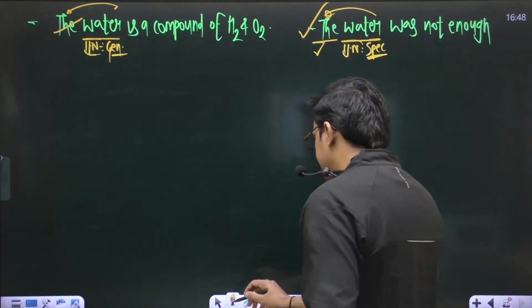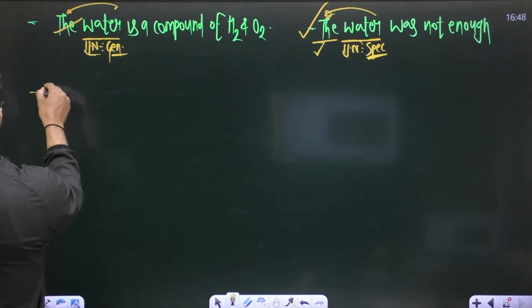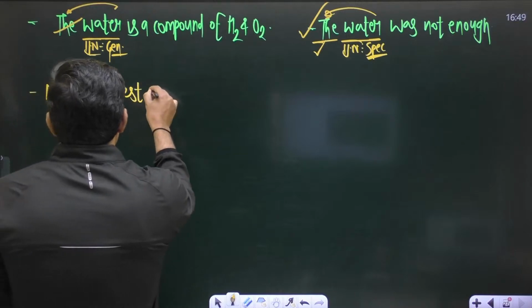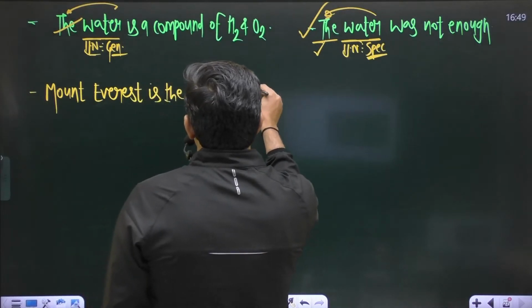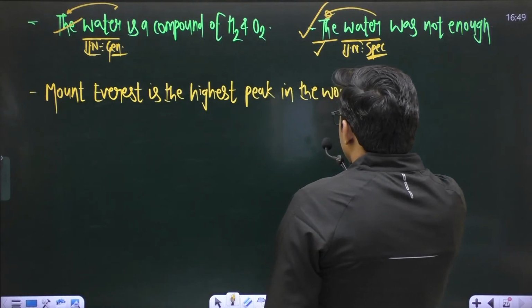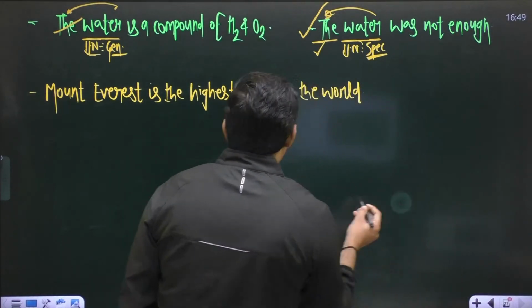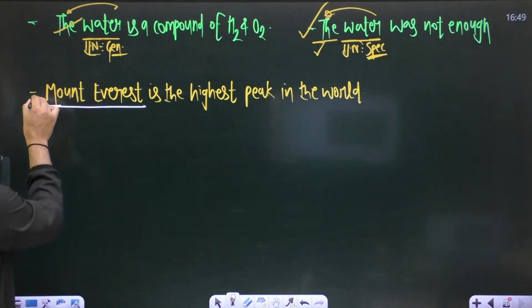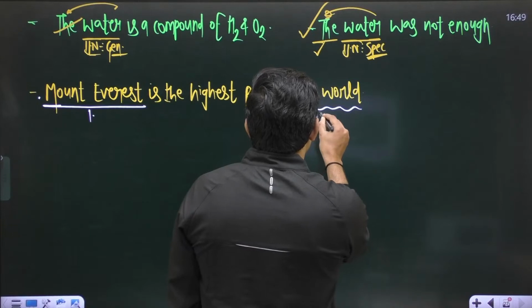Okay, move to the next sentence. If I say, Mount Everest is the highest peak in the world, you have a sentence: Mount Everest is the highest peak in the world. In this sentence, we know it very well, Mount Everest is the name of a mountain. We don't use article the before mountains. This is one, and it is compared in the world, meaning there are so many mountains in the world.